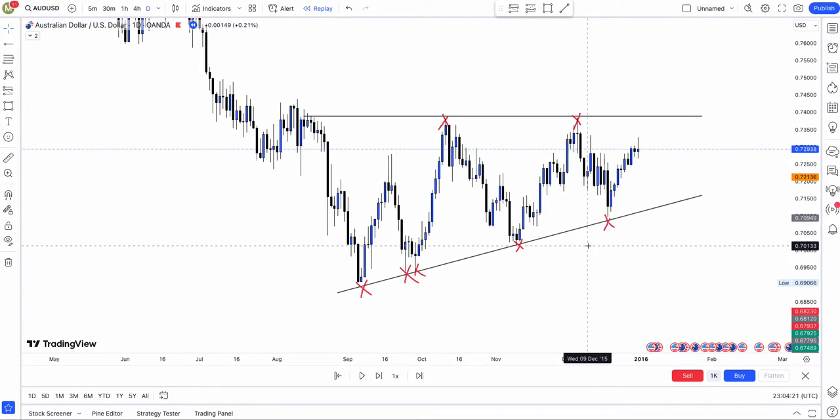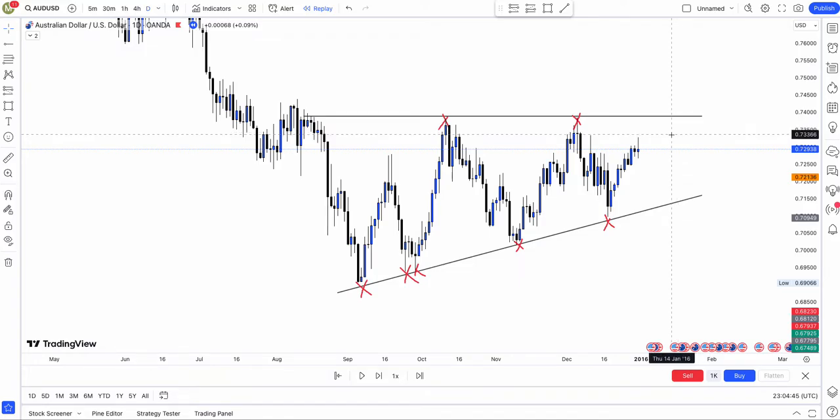Now, as you can see here, we have our setup, and this setup is basic chart patterns. What we have is rejection, rejection, rejection, rejection, rejection, and on the top we have rejection, rejection. So what this basically means is that we have resistance here, and we have constant upward push.